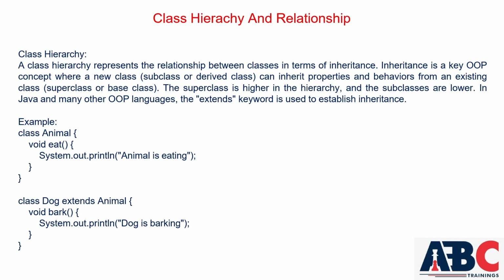Then classes, hierarchy and relationship. A class hierarchy represents the relationship between classes in terms of inheritance. Inheritance is a key OOPS concept, meaning object oriented programming concept, where a new class, the subclass or derived class, can inherit the properties and behavior from an existing class, the superclass or base class. The superclass is higher in the hierarchy, and the subclasses are lower, in Java and many OOPS languages.